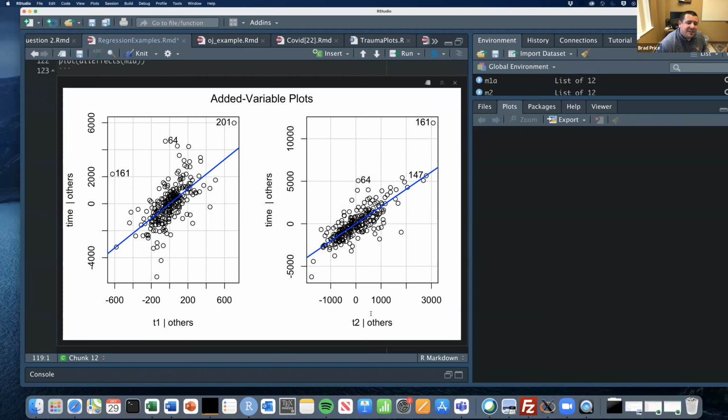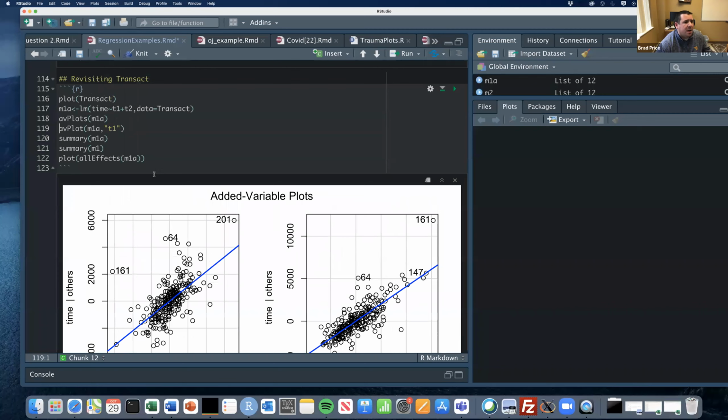We come over here. This is that same plot for T2. All this is saying is, given I've pulled out any information that's in T1, what's the unique information in T2 that's not in T1? What's the unique information in time that's not in T1? And are those two things related? The relationship between that leftover unique information is what we're trying to exploit. Basically, what this plot tells me is both of them are significant. Both of them are going to be important predictors. Now, let's use it to verify.